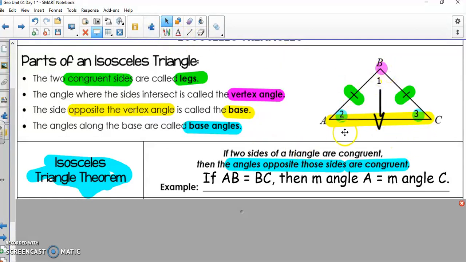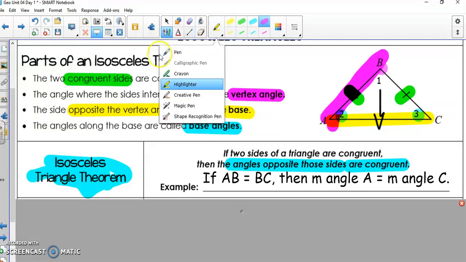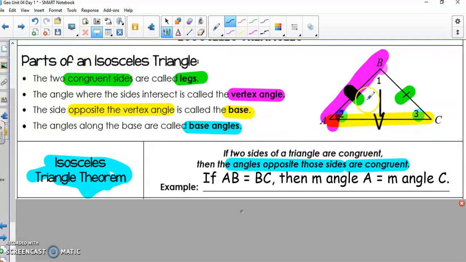Because if I'm talking about AB, let's look at this segment AB. Let's go over it with purple. Let's say I have AB, and they're talking about the angle opposite to that. Opposite means across from. So across from AB is going to be C. Wow, this looks pretty terrible.